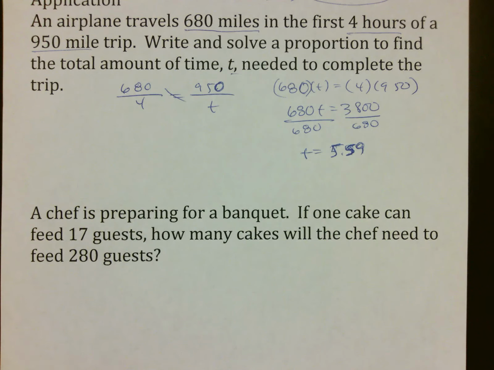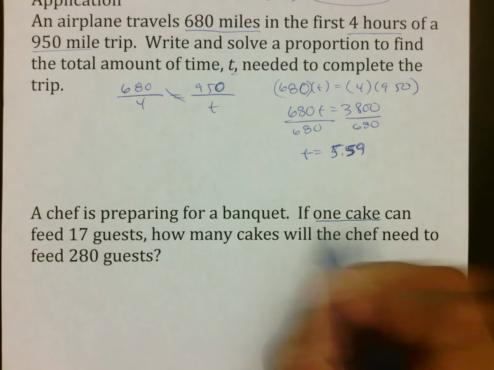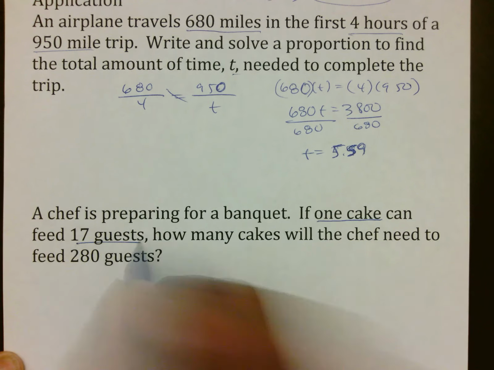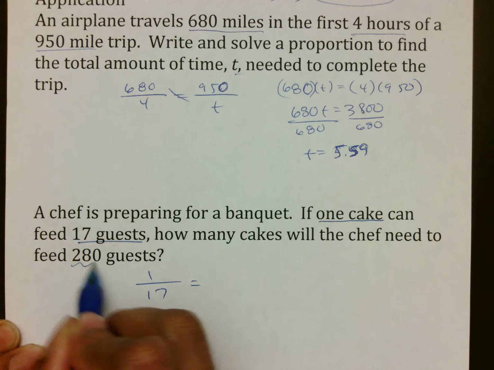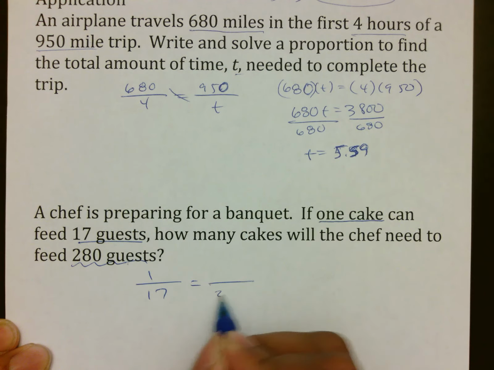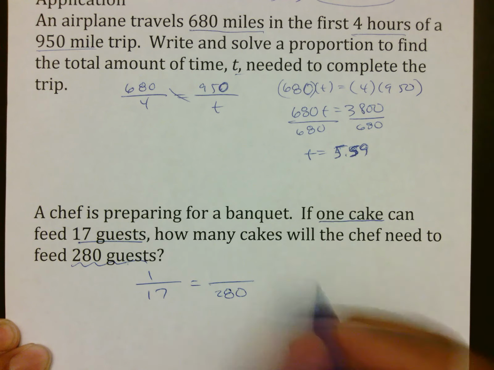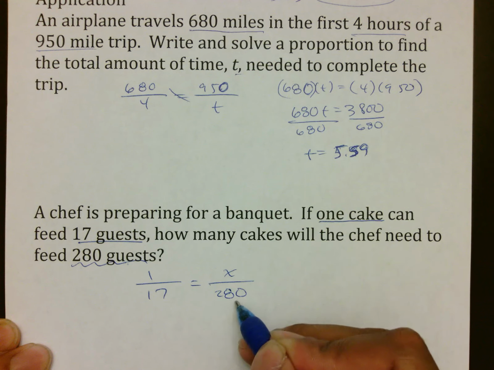Last one says a chef is preparing for a banquet. If one cake can feed 17 guests, how many cakes will the chef need to feed 280 guests? Now the trick here is that you only see 2 numbers. But you have to remember that what they like to do is sometimes they put their numbers in word form. 1 cake, 17 guests. That is my ratio. Again, 1 cake feeds 17 guests. Now what we're going to do is look at the other number, which is 280 guests. Again, the number that represents guests is 17, which means 280 should be down here. And we need to know the number of cakes.